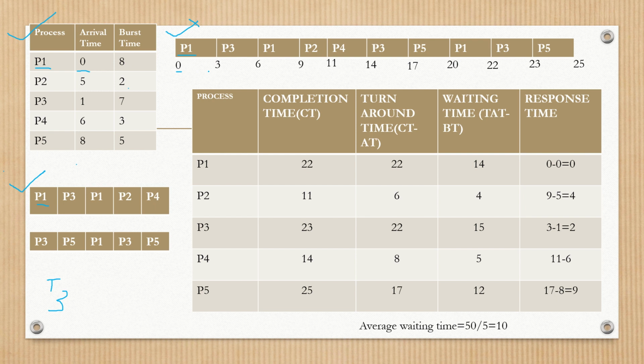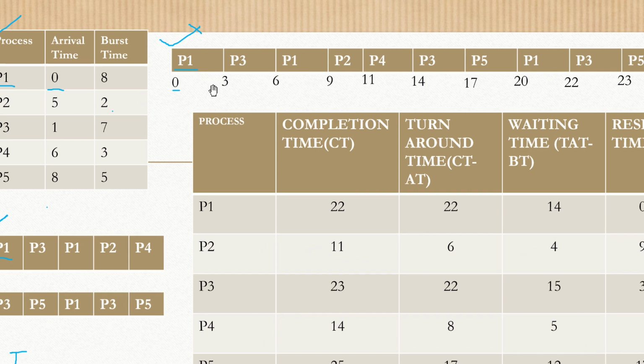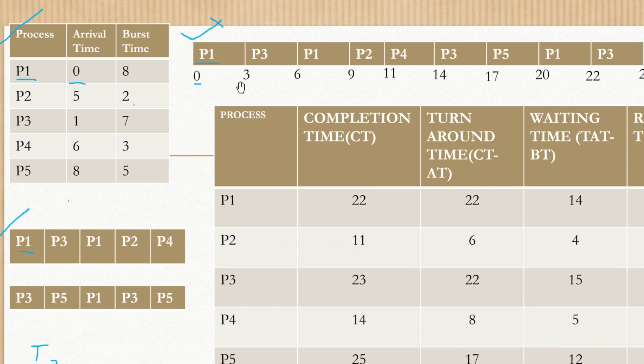It is like a circular queue. It switches from one process to another with a time gap of 3 units of time. So at time 3, you can see that.